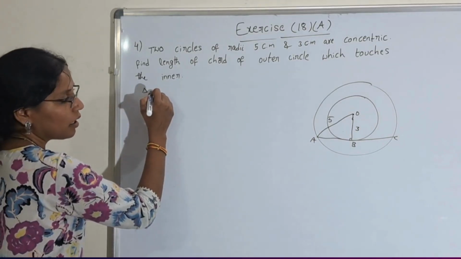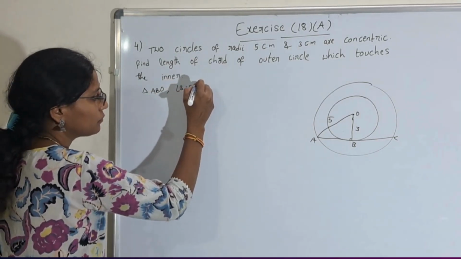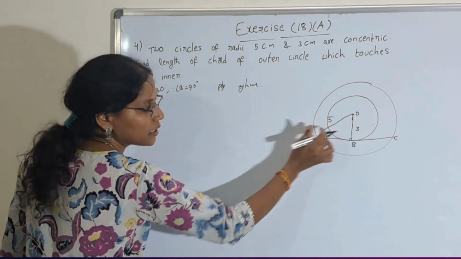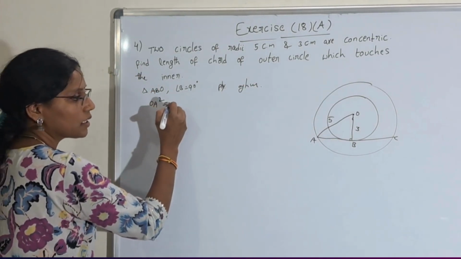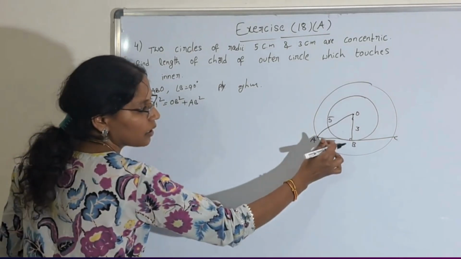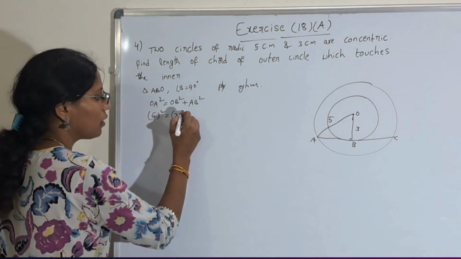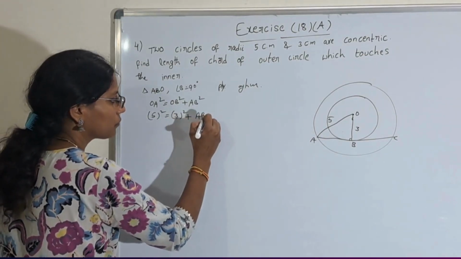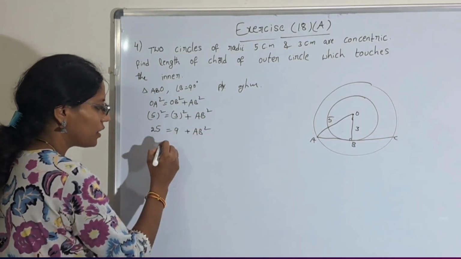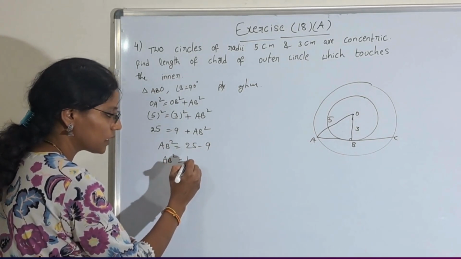Here, triangle ABO, angle B is 90 degrees. Pythagoras theorem: opposite the 90 degrees is the hypotenuse, so AO square is equal to OB square plus AB square. Here OA is 5, so 5 square equals 3 square plus AB square. Here 25 is equal to 9 plus AB square. AB square is equal to 25 minus 9. So AB square is equal to 16.